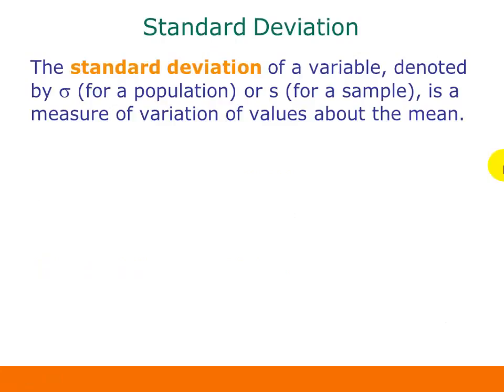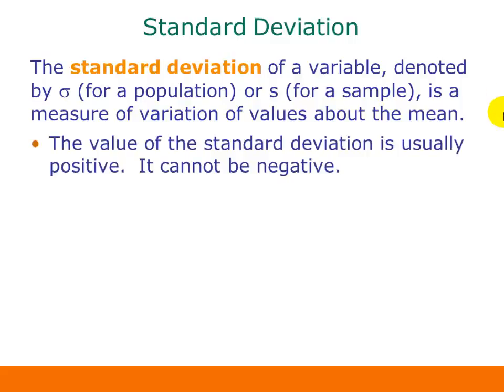The standard deviation is another measure of dispersion. It's denoted by the lowercase Greek letter sigma for a population, or by a lowercase s for a sample. It's a measure of variation of values about the mean. So the value of the standard deviation is almost always positive. It cannot be negative. The lowest value it can have is 0.